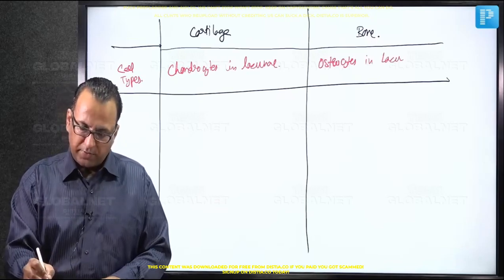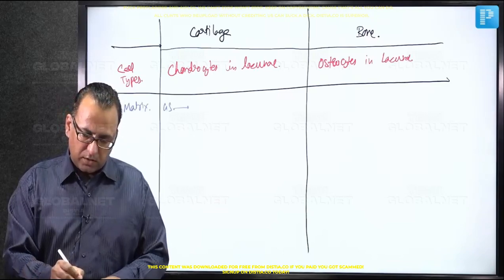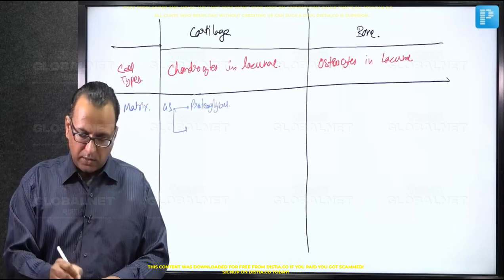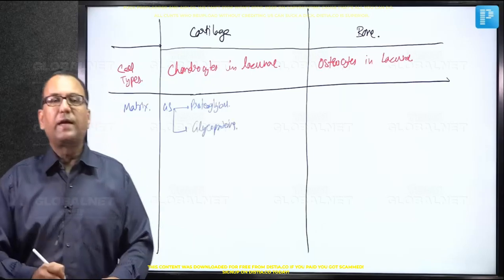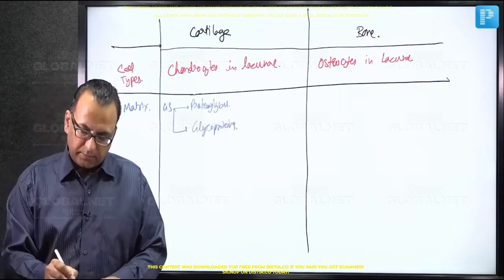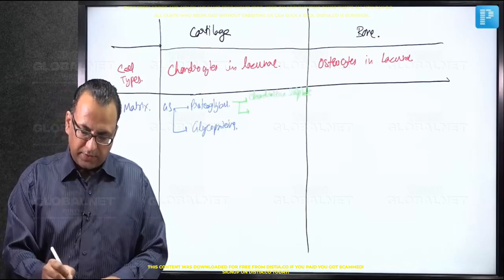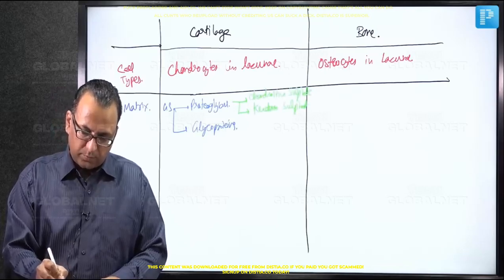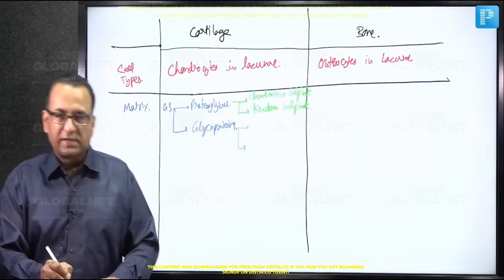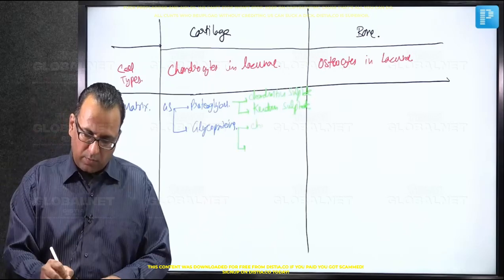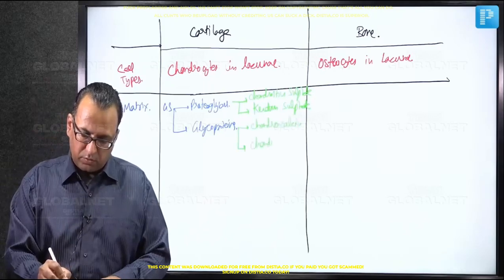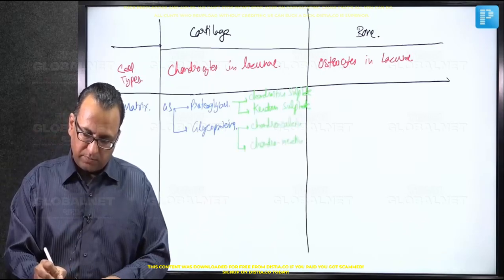Now, coming to the matrix, in the ground substance there are proteoglycans and the glycoproteins. In the proteoglycans, we have to remember certain names like sulfated chondroitin and the keratan. So here, chondroitin sulfate and keratan sulfate, whereas for the glycoproteins, you can name chondrocalcin and chondronectin. Now, what about the components in the bone? As we mentioned, it is almost similar with some differences.